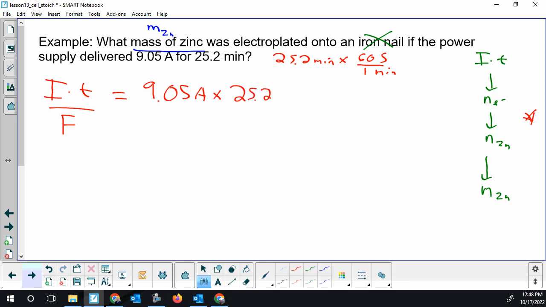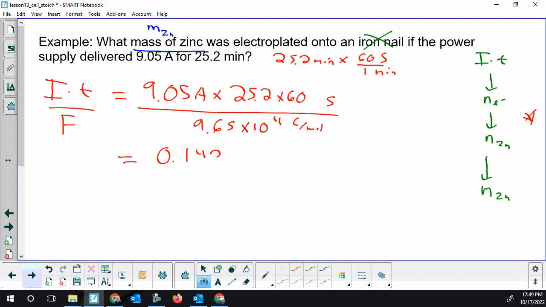And in my work, I just punched that all into my calculator. I didn't write out what that meant. So I went a little over 9 times 25.2 times 60. That'll give me my seconds. I grabbed Faraday's constant from page 3 in my booklet: 9.65 times 10 to the 4 coulombs per mole. And that gave me 0.142 moles. This is why I encourage you to remind yourself this is of electrons and not zinc, maybe by writing that in.